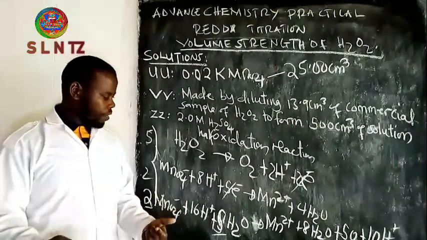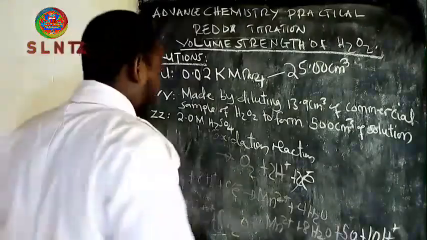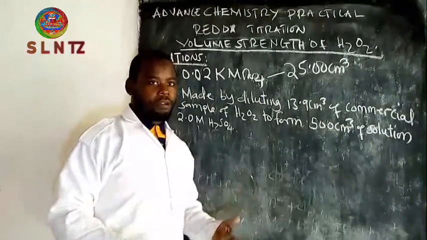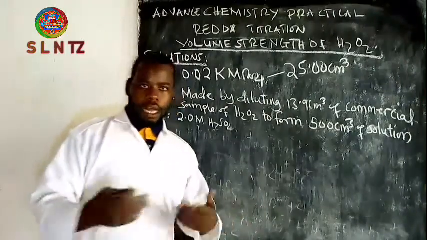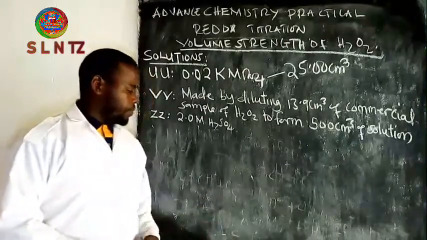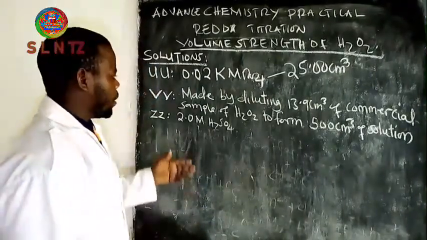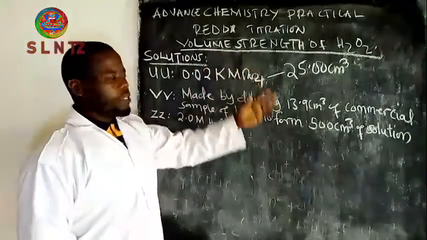I think you have already noted. Then we proceed. So apart from balancing the equation of all half reactions, half oxidation, half reduction, and the overall reaction, let's proceed with our objective, which is volume strength.